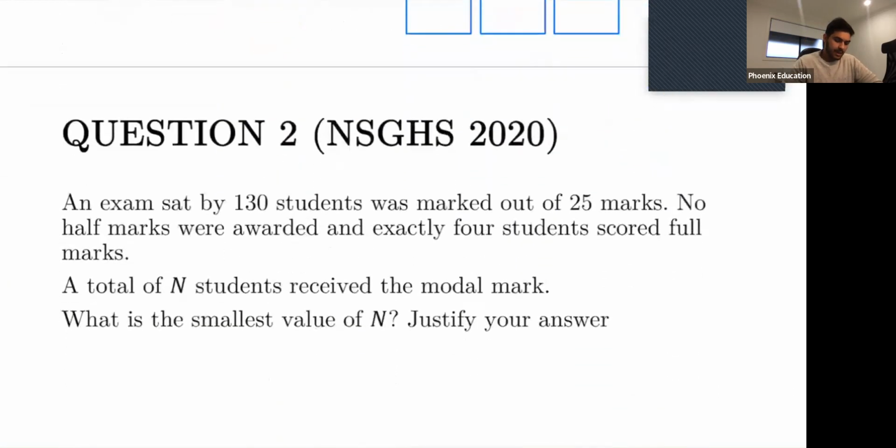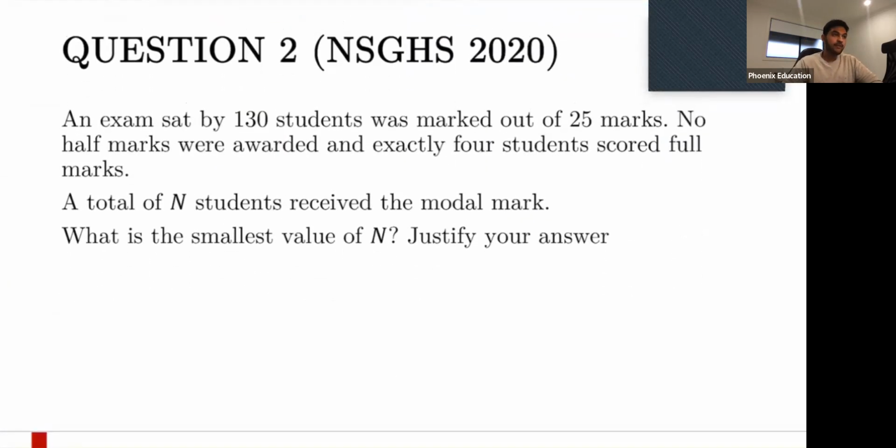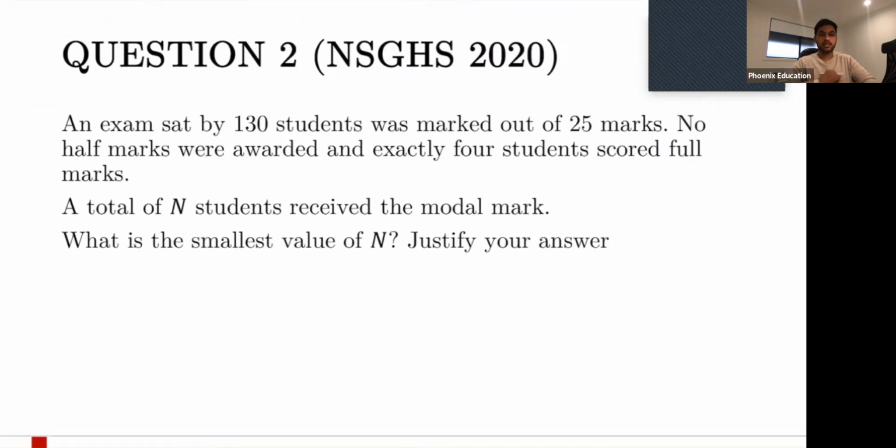Okay, here's the next question. Have a think about this as well. So this one comes from North Sydney Girls, the 2020 paper. These are from the trial papers. Have a read of this and see if you can work it out. I'll give you guys 30 seconds for this as well.